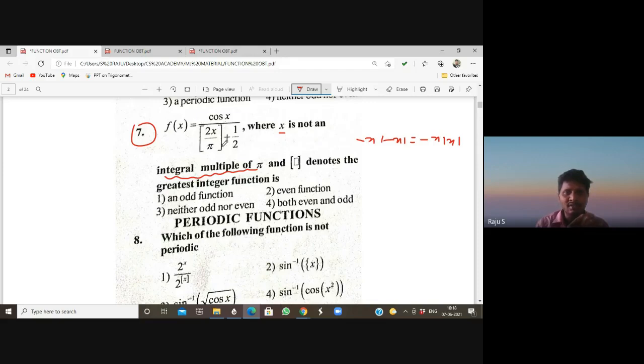This greatest integer means 2x by pi becomes an integral part, so we'll get an integer. Clearly they mention x is not an integral multiple of pi, so this denotes the greatest integer function. Then whether this function is odd, even, both even and odd, or neither even nor odd.